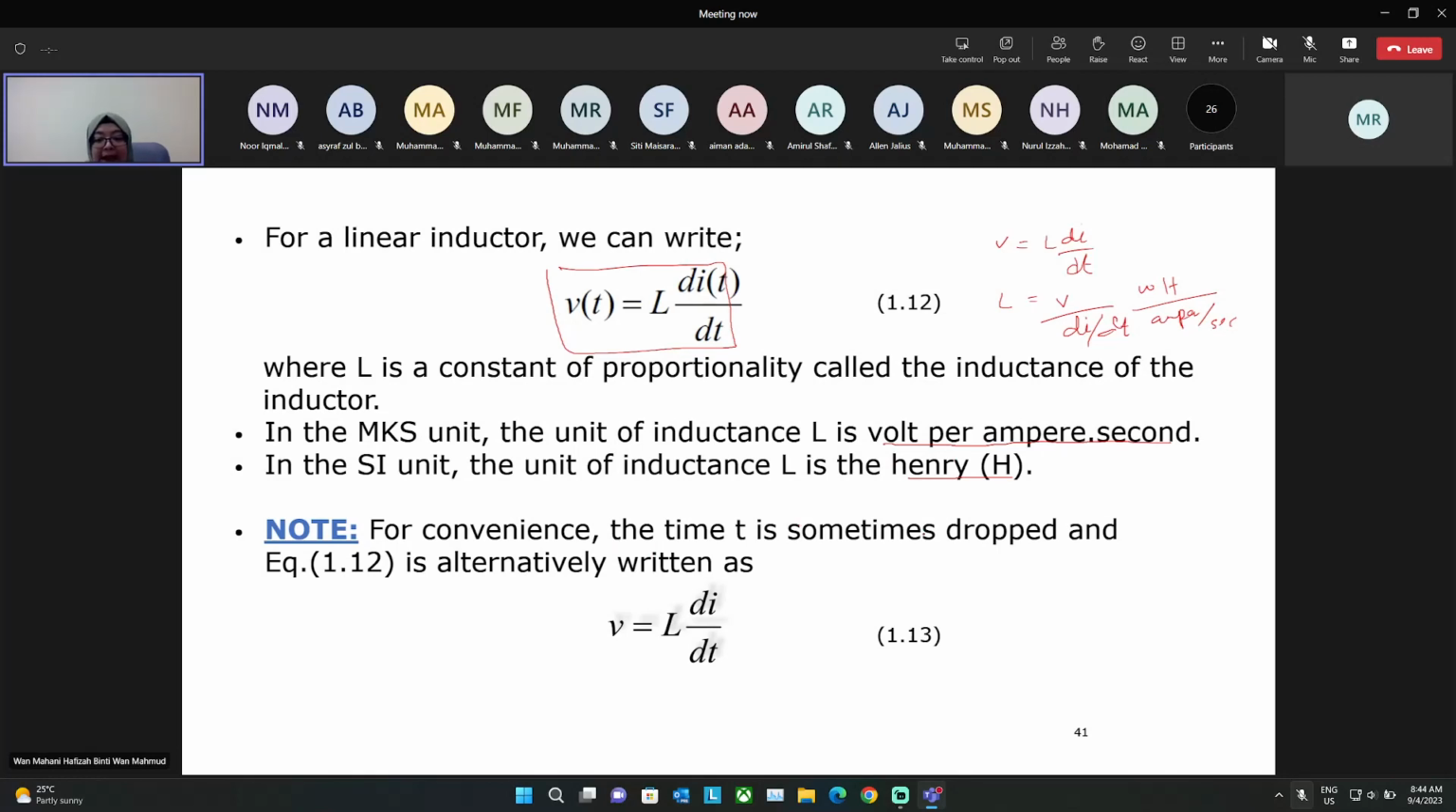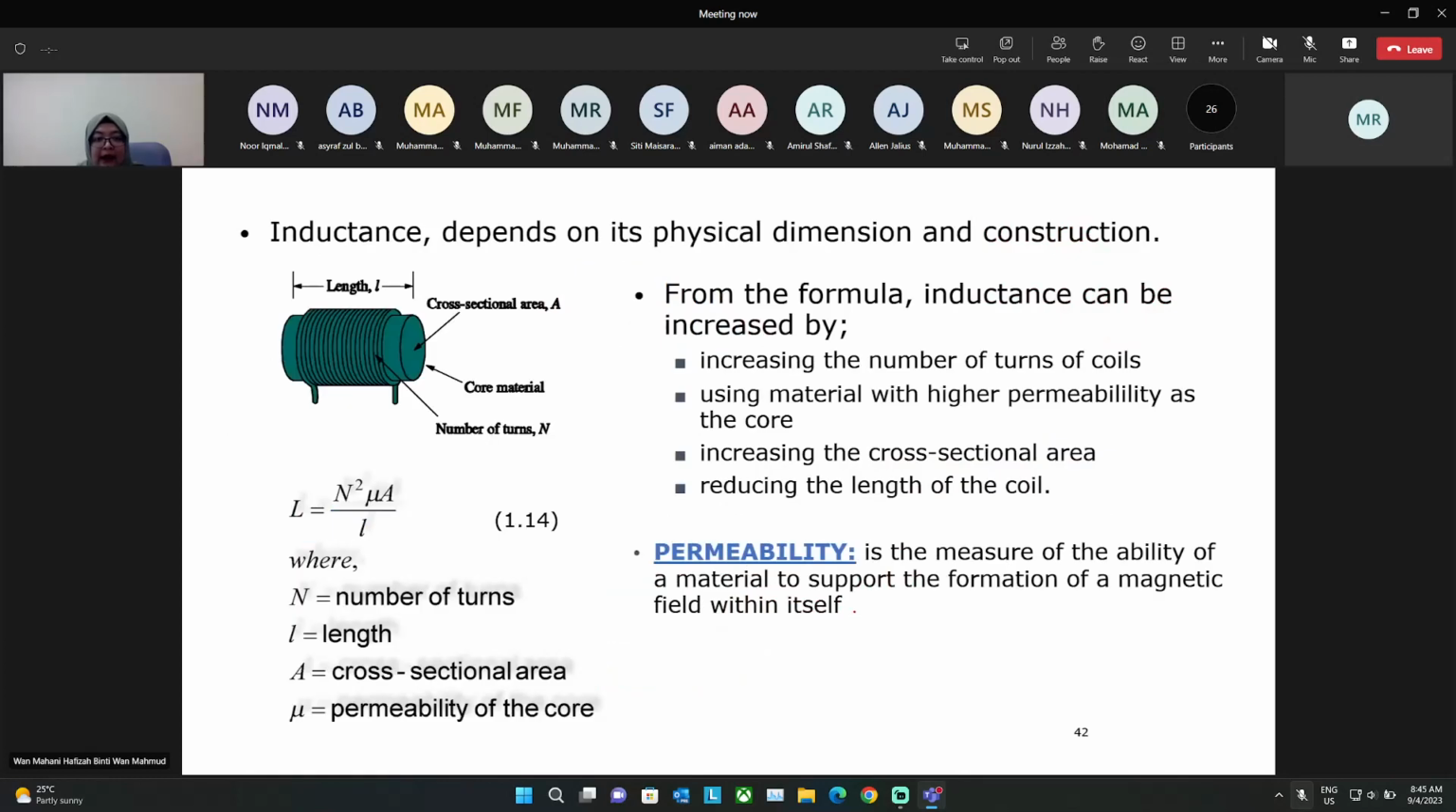For convenience, the time t is sometimes dropped, and to make it easier to memorize, V equals L dI/dt. This is the first equation you have to memorize for an inductor. And the inductance L actually depends on the physical dimension and the construction. And this is the equation.